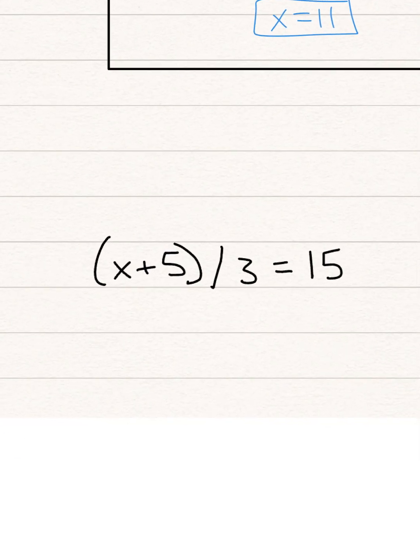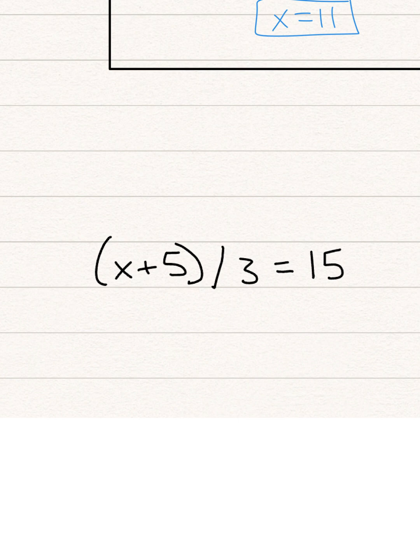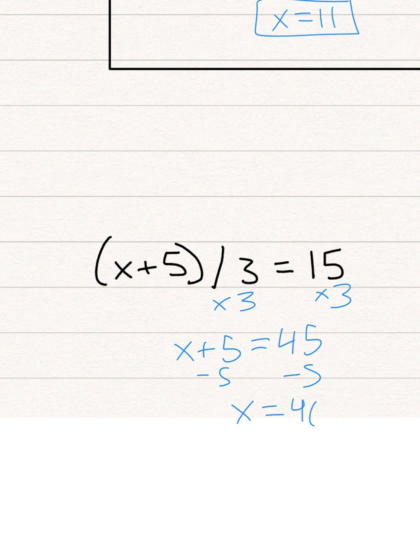Okay, and the one over here. Again, there's parentheses. We're going to multiply by 3 first. So then I have x plus 5 equals 15 times 3 is 45. Make sure you multiplied there instead of dividing. And then we subtract 5. So x equals 40.